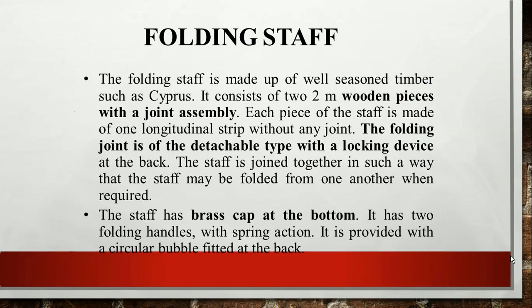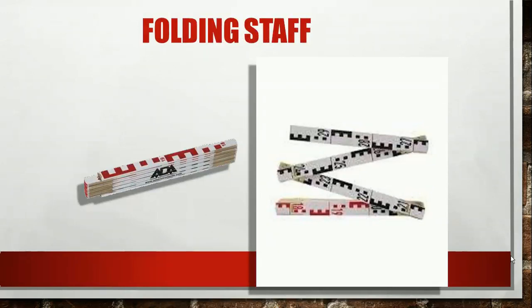Number two is folding staff. It is made up of well seasoned timber such as cypress, and it consists of 2 meter wooden pieces with a joint assembly. Each piece of the staff is made up of one longitudinal strip without any joint. The folding joint is of the detachable type with a locking device at the back, so the staff may be folded when required. The staff has a brass cap at the bottom. It has two folding handles with spring action, and it is provided with a circular bubble fitted at the back. This is the image of the folding staff, which can be folded when required.